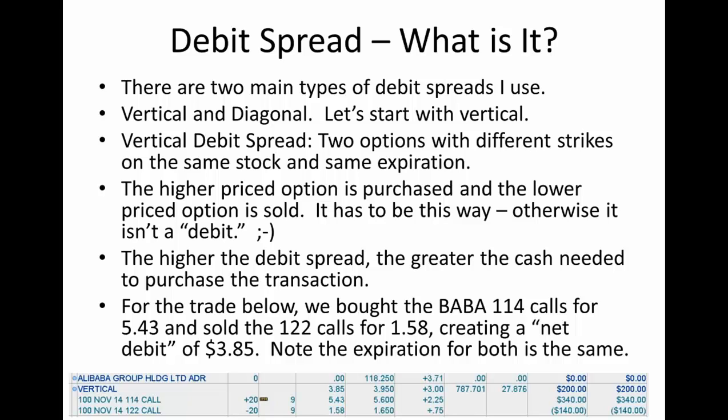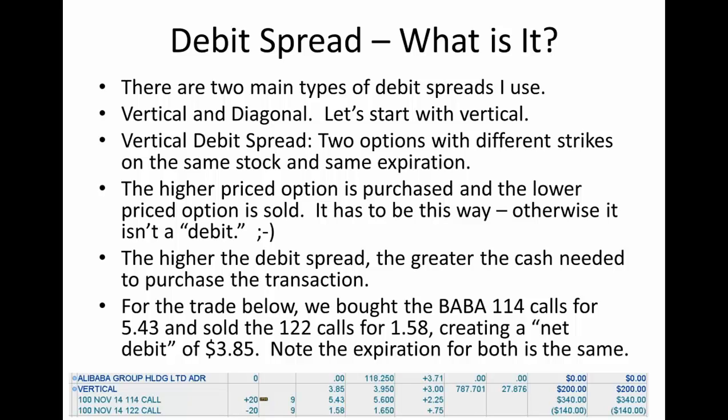There are two main types of debit spreads that I use: vertical and diagonal. We're going to start with vertical. Verticals are easier to handle and are easier to manage, but there are some strategic advantages to doing diagonals, which we'll also talk about.